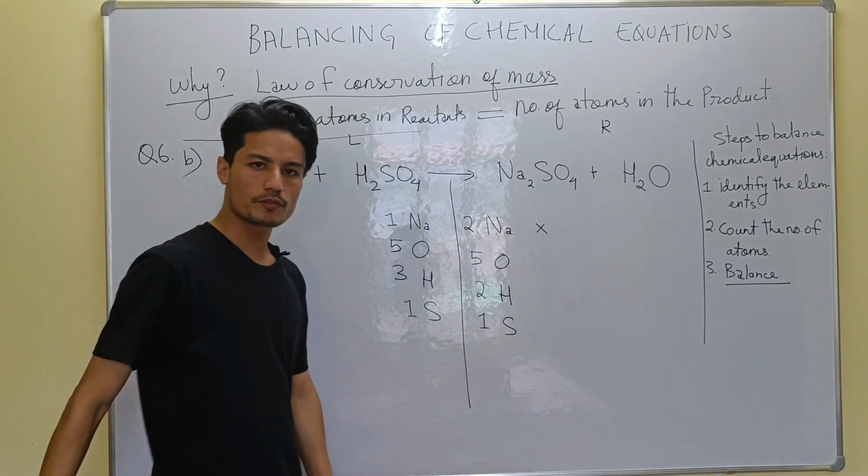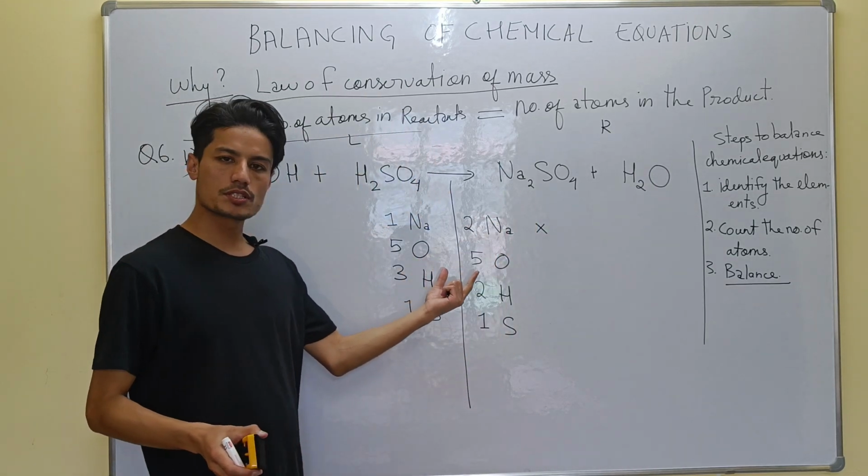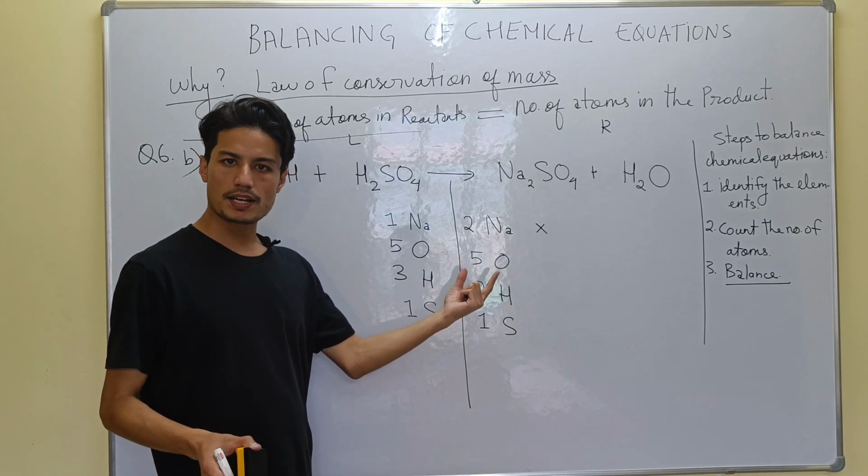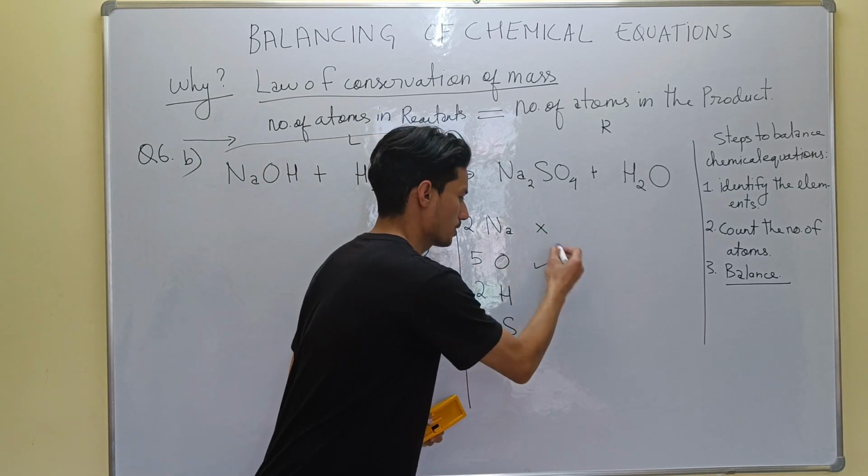This is imbalance. So we will have to balance that. Now we go to oxygen. We have 5 oxygen atoms here. We have 5 oxygen atoms here. Balance or imbalance? Balance. So correct, it's a balance.